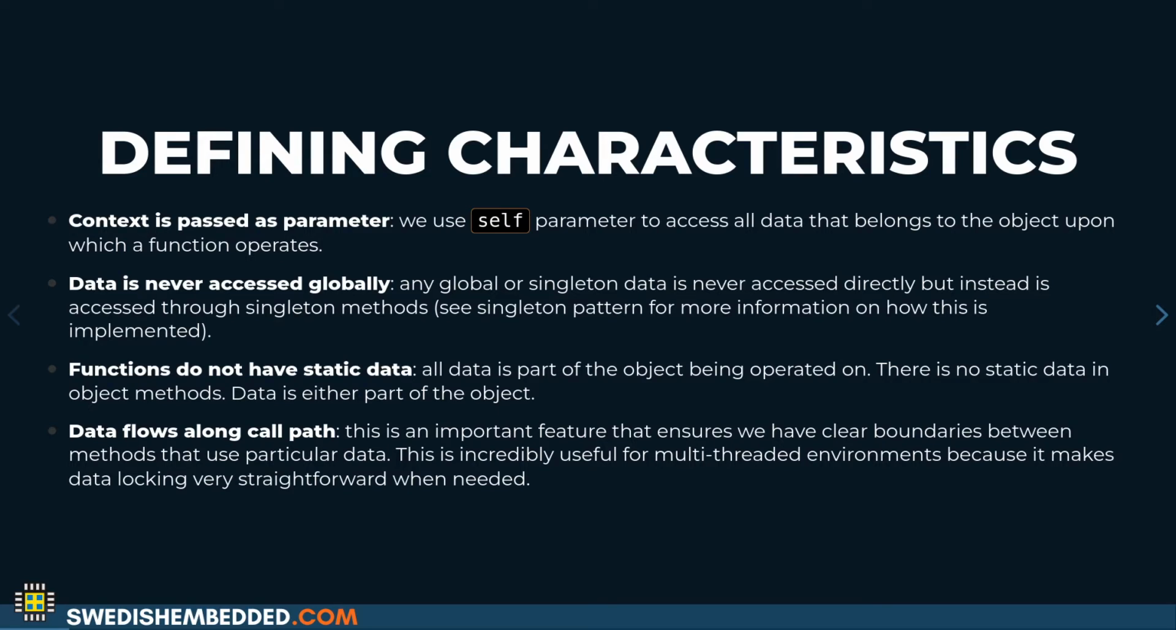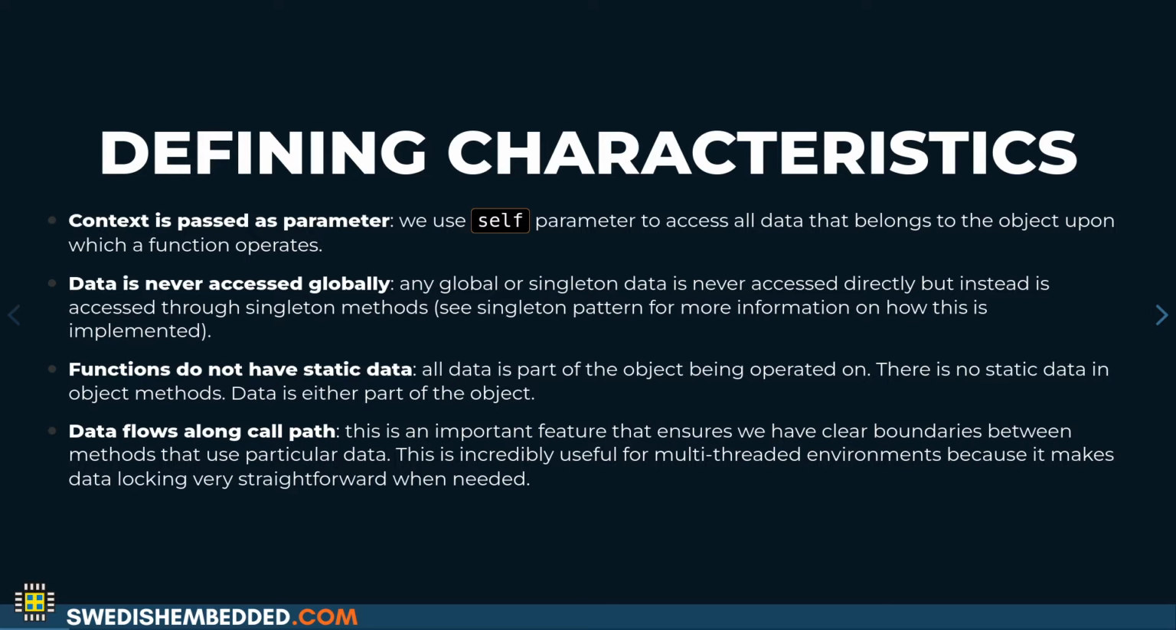And another third defining characteristic is that we don't use static data, especially in functions. So we don't place variables in functions that are declared static, which means that they're basically global variables, but they're just placed inside a function scope. We don't do that. So we place all of our variables in the context, which is pointed to by the self pointer, and we access that data through the self pointer instead.